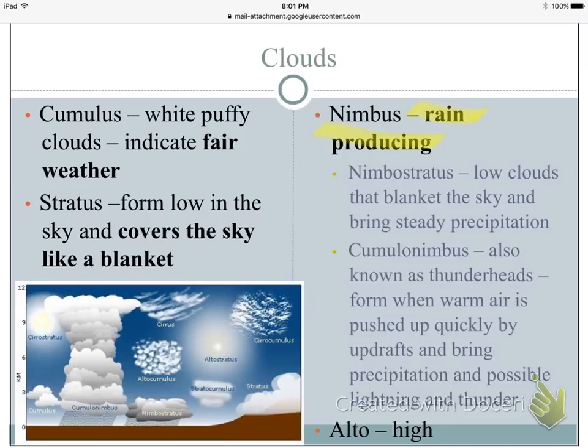For example, we have nimbostratus. Stratus are low-level blanket clouds. Nimbo means precipitation. Put it all together: low clouds that blanket the sky and bring precipitation.